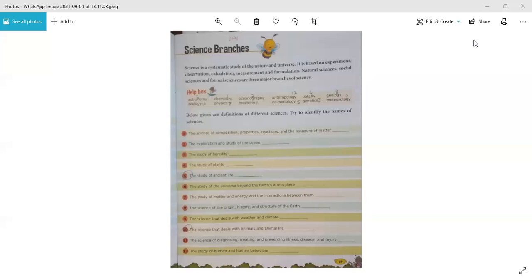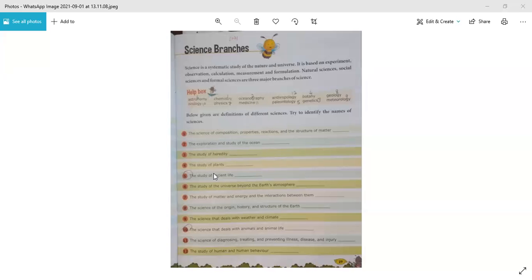Okay. So there is a science that studies composition, properties, reaction, and structure of matter. That science has a different name. And what is that name? That name is known as chemistry. Okay. See, when any of the scientists want to study about the ocean, that study is known as what? It is known as oceanography. So it's very easy to learn its name. Study of ocean, underline this keyword ocean, write down ocean, then write down O, then graphy.